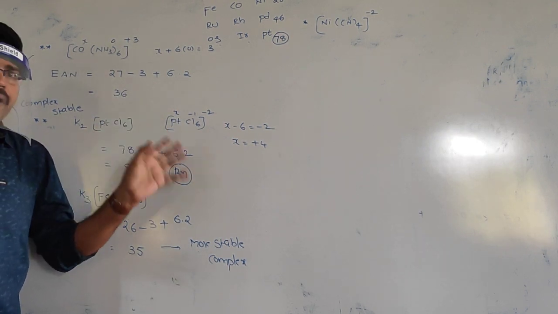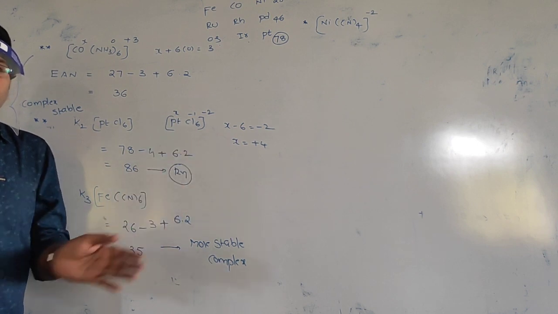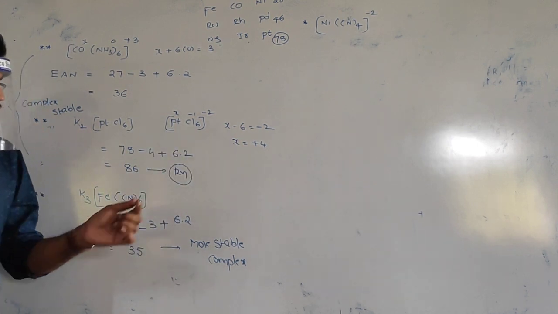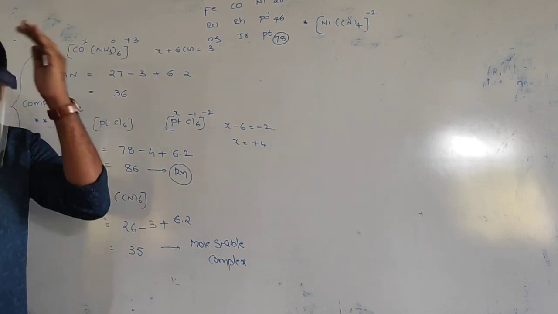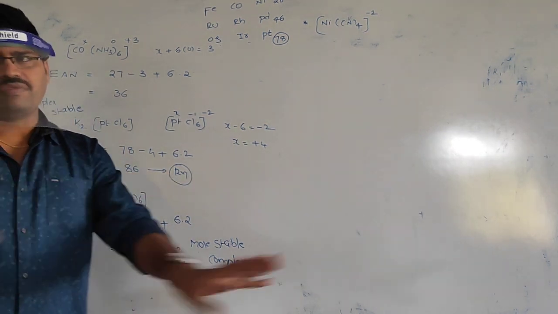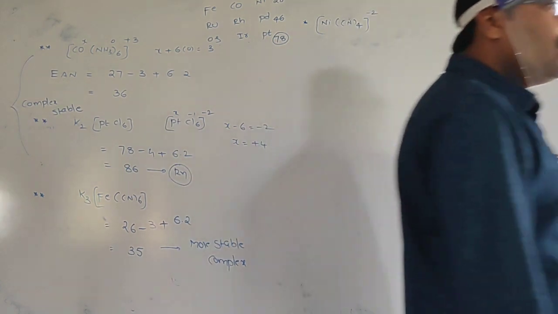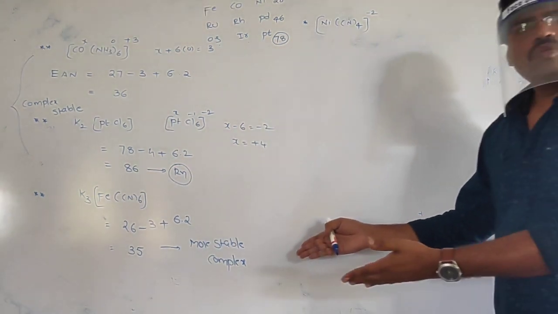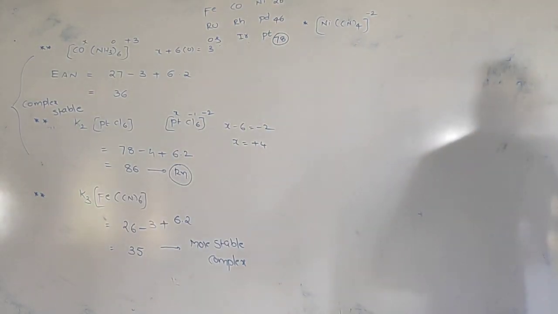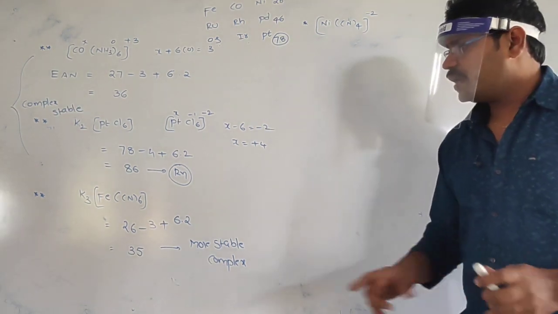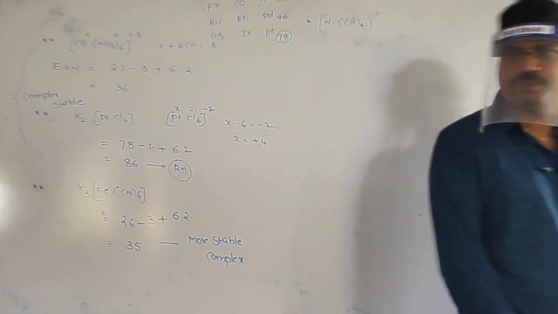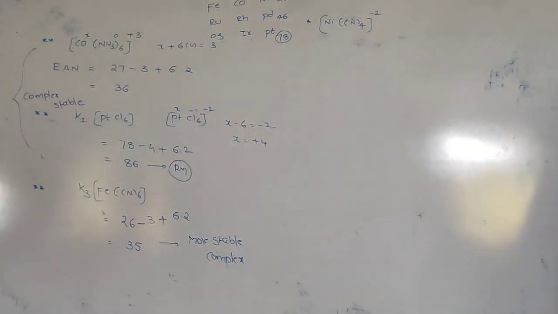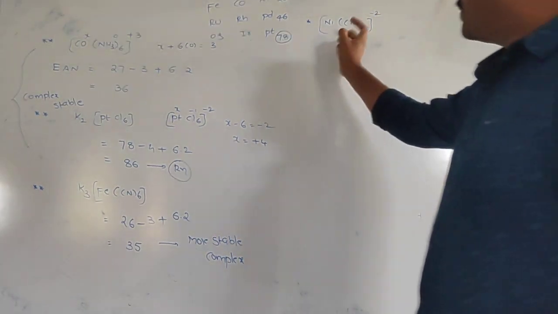But according to Sidgwick, the idea that only those complexes in which EAN is exactly equal to the inert gas atomic number are stable is not at all possible. Because there are some complexes which appear to be more stable, but their effective atomic number is not equal to an inert gas atomic number. Got it? Okay, now what about this one?